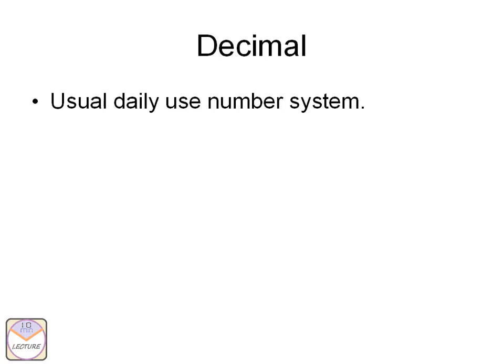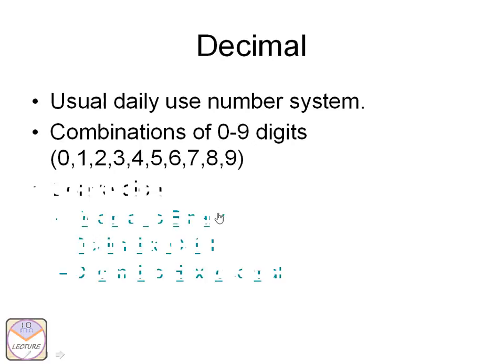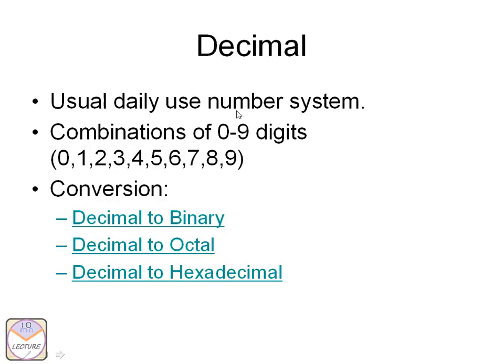At first let us see the decimal number system. It is the number system that we use in our daily life, whether it is cash or counting or something else. It is a combination of 0 to 9, as we have discussed earlier. As decimal is our main topic today, we'll go through the conversions of decimal to binary, decimal to octal, and decimal to hexadecimal. Let us learn it one by one.